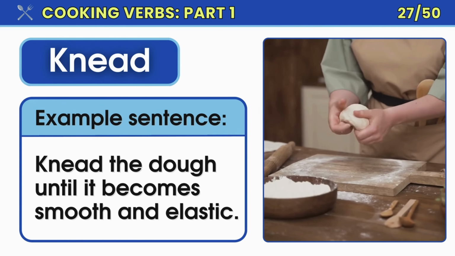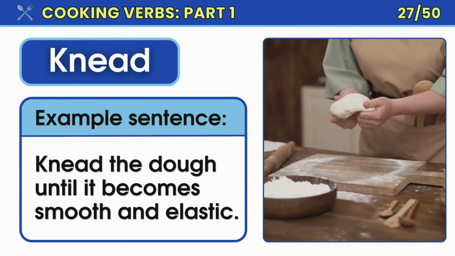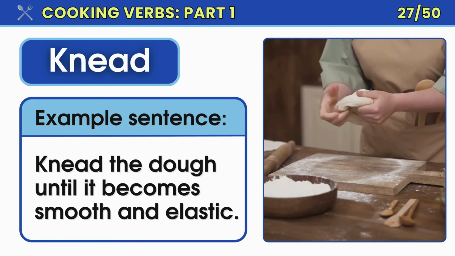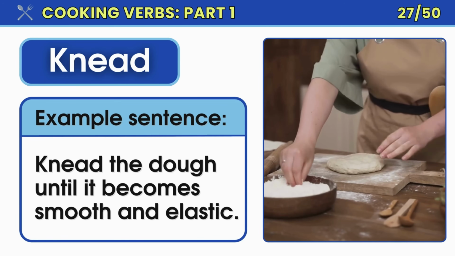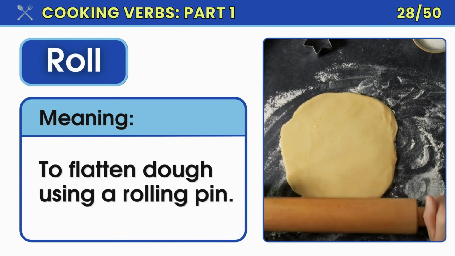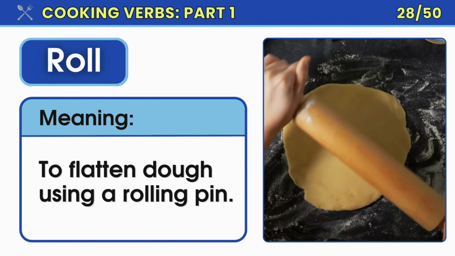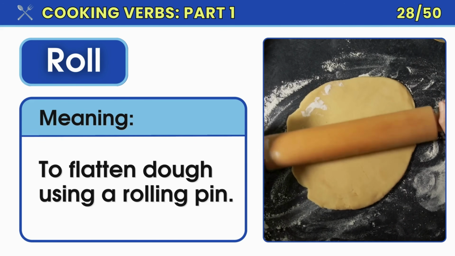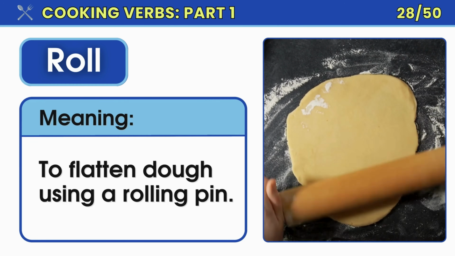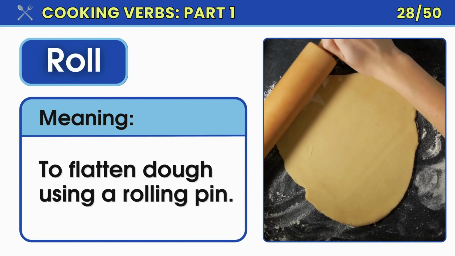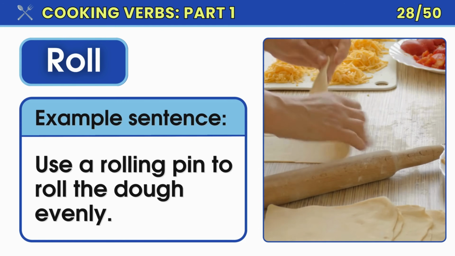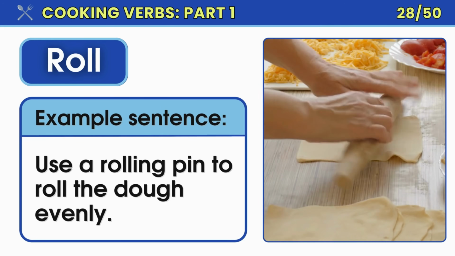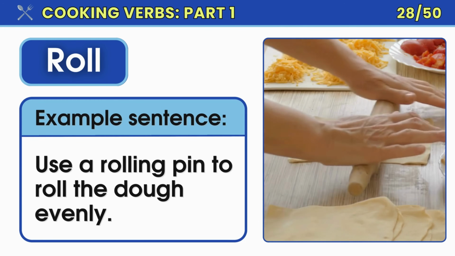For example, knead the dough until it becomes smooth and elastic. To roll means to flatten dough using a rolling pin. For example, use a rolling pin to roll the dough evenly.